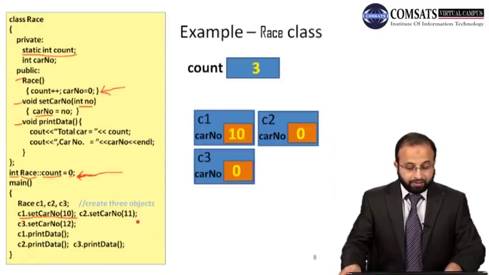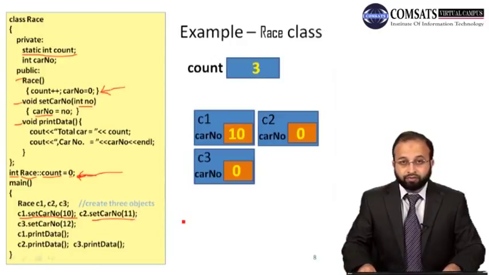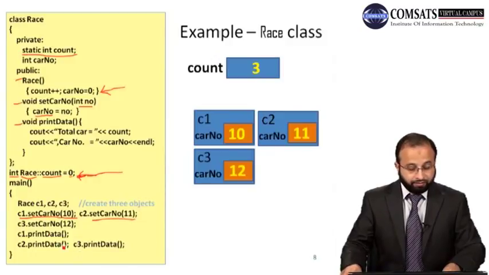And then in the second statement, the same function will be invoked with the object C2, and we are passing a value 11 to it. So this function will assign the value 11 to the private data member car number of object C2. And then similarly, set car number is invoked with the value 12 with the object C3. So C3 के जो private data member है car number, उसको value 12 assign हो जाएगी. It's like this, right?